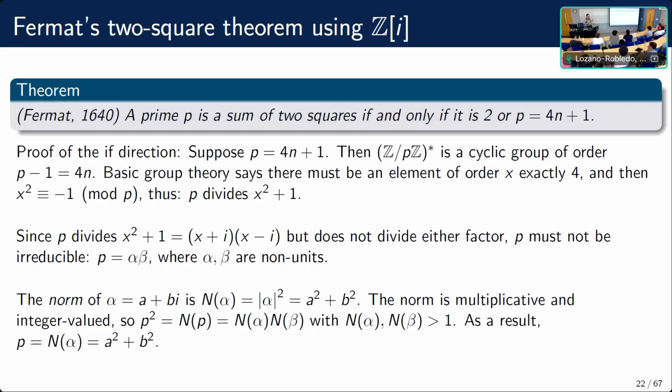So p squared is the product of two integers, and each integer is at least 1. There's only one possibility. All the integers are p. So p is equal to the norm of alpha, and that's a squared plus b squared. Boom, done. And it's a very interesting proof because it's not an algorithm for finding what the a and the b are. It just works, powered by unique factorization, but it's not algorithmic.